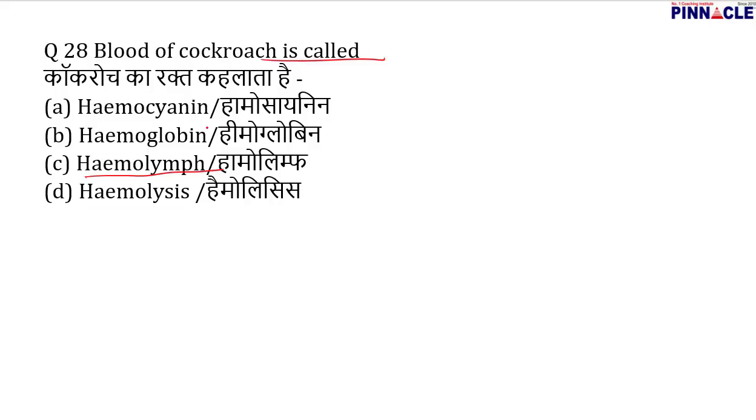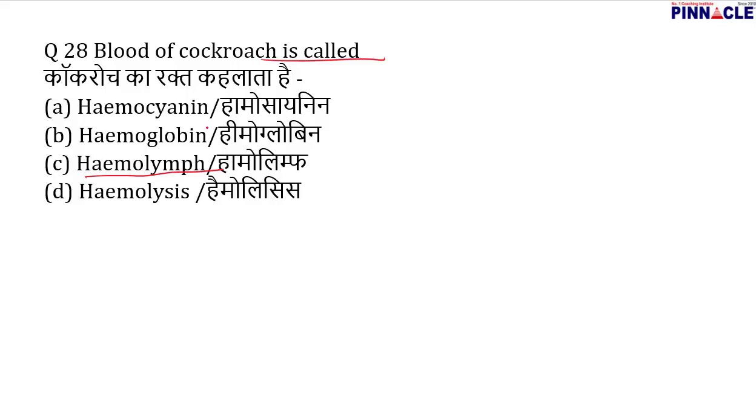And this blood of cockroach is allowed to flow freely inside the body, and it touches all the internal organs and tissues. If we talk about the composition of hemolymph, then 90% of this blood is a watery fluid, and 10% is made up of hemocytes.